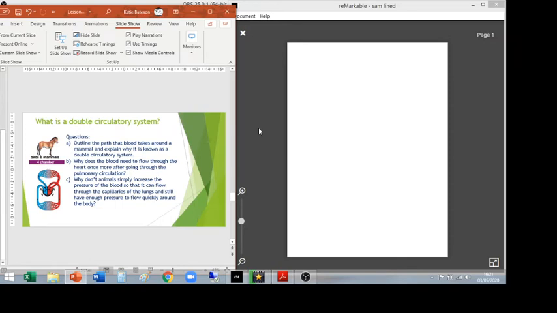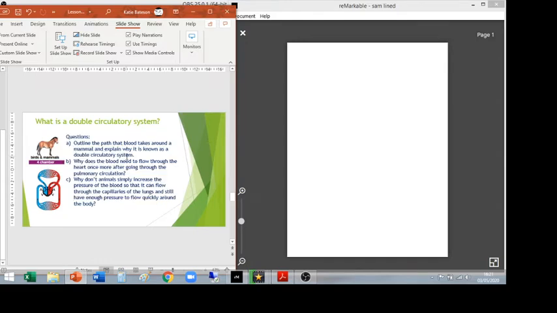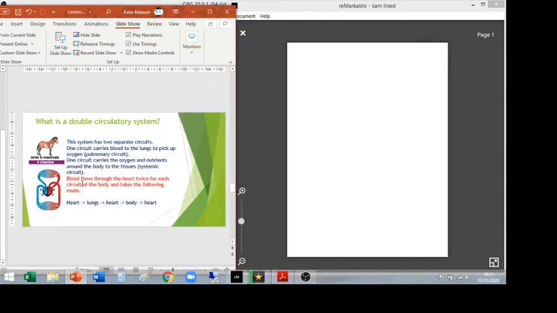So, A. Outline the path that blood takes around a mammal and explain why it's known as a double circulatory system. I'm not going to write anything remarkable. I'm just going to go back to that slide. You've hopefully given that path. And why is it known as a double circulatory system? You've hopefully just done the bit in red, yeah?